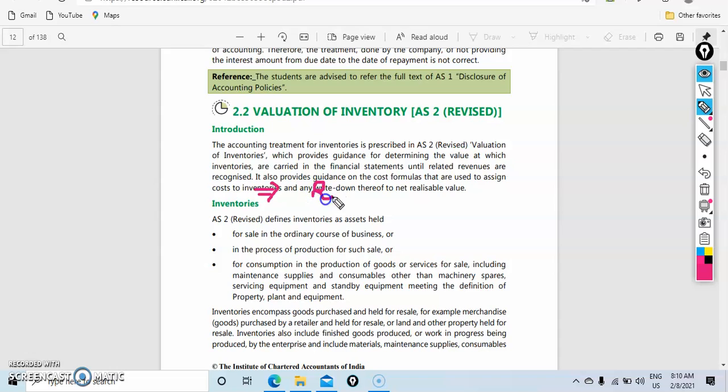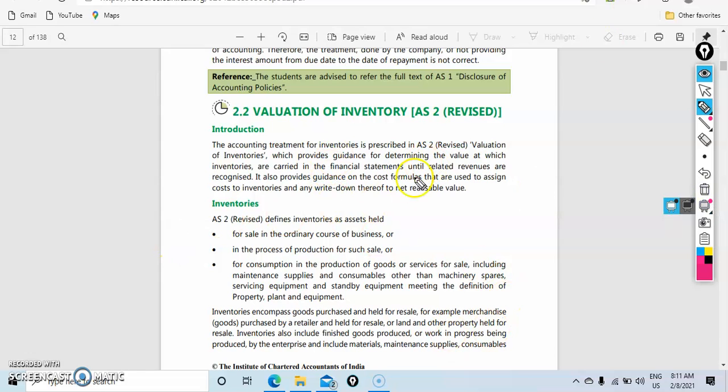First the raw materials and consumables, then finished goods. This stage we call raw materials and this stage we call finished goods. But there is one stage which is neither raw materials nor finished goods, which we call work in progress. It is yet to become a finished good, but at this stage it is still in progress. This we also consider as inventory, and for this also we use AS2.